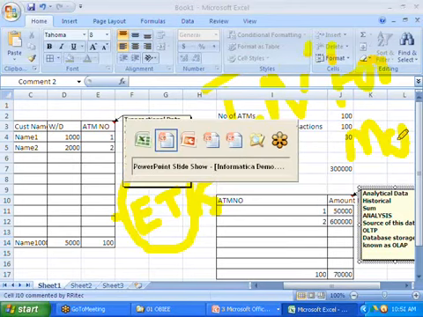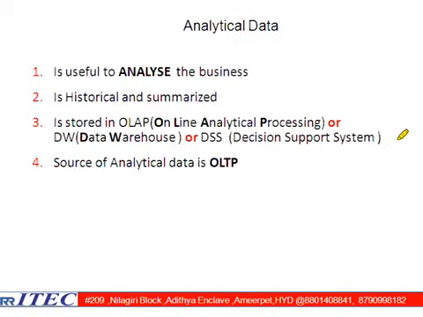Okay, let us move on to the documentation. We are going to the analytical data. What is analytical data useful for, sir? Analyzing the business. It is historical in nature and summarized in nature. It is stored in one database. The database is called OLAP or data warehouse or DSS. DSS stands for decision support system. Using this analytical data, I am going to take decisions, right? That is the reason it is called a decision support system.